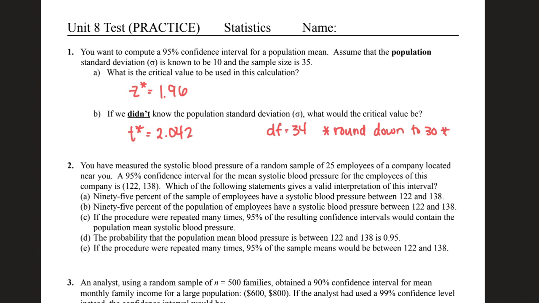All right, next question is basically asking which was the correct interpretation for that confidence interval. So the correct answer is C, and remember that when we refer to a 95% confidence interval, that means that the confidence intervals would capture the true mean that percentage of the time. So we say if the procedure were repeated many times, 95% of the resulting confidence intervals would contain the population mean systolic blood pressure.